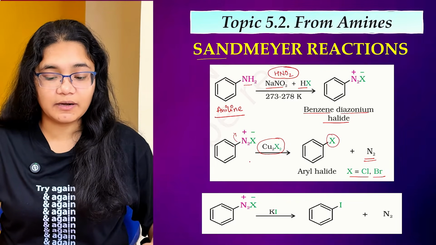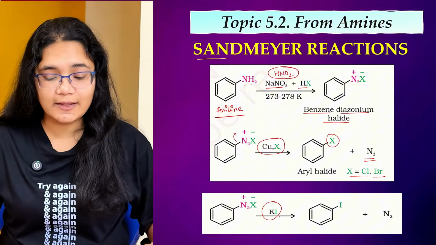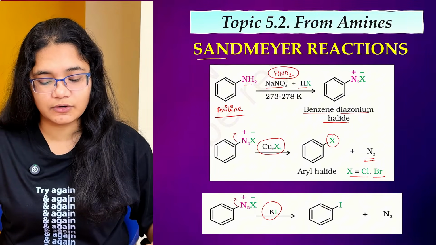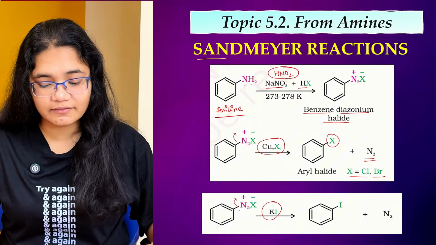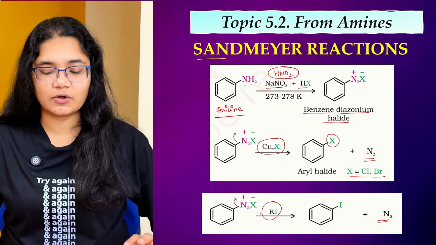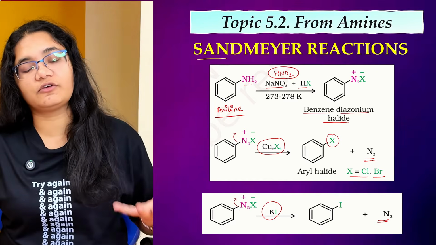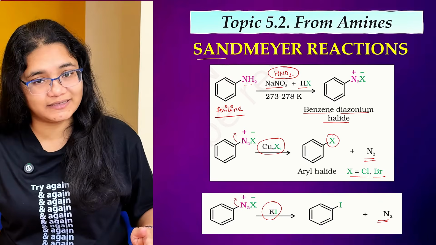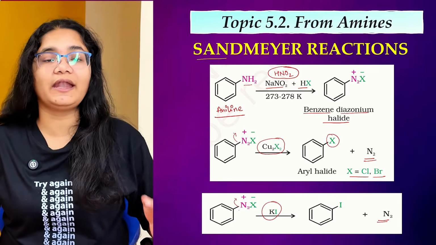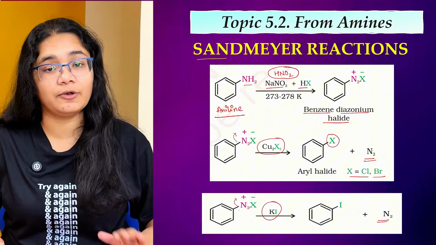But from the same product, if you want to get iodobenzene, you can also treat it with KI, and then N2 gas will go and the I will be attached here. N2 gas is released. So this is also a part of the Sandmeyer reaction. You have to use copper salts of halides for chloro and bromobenzene, and you can use KI to get iodobenzene. So with this we are done with the preparation of haloarenes.